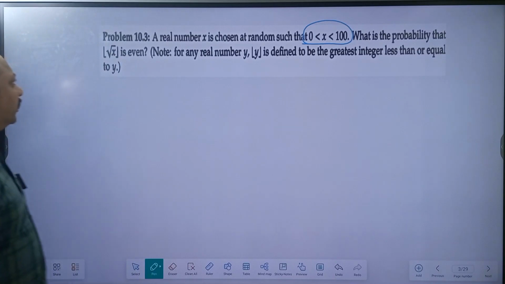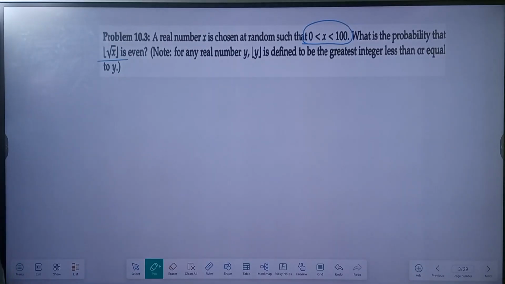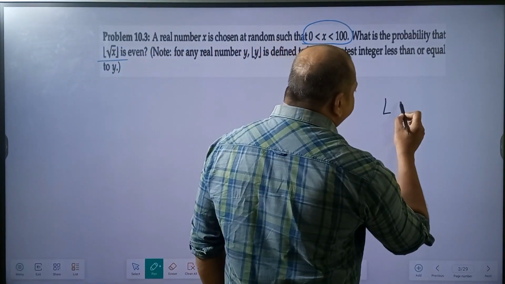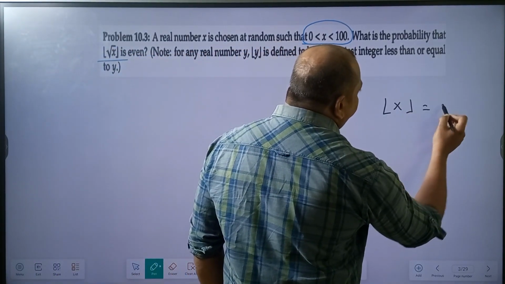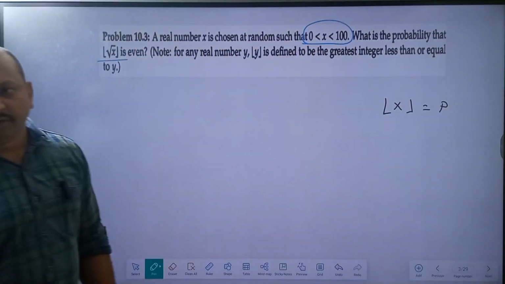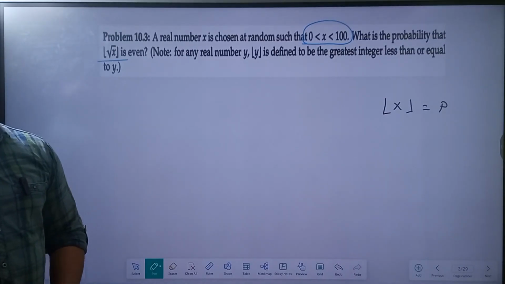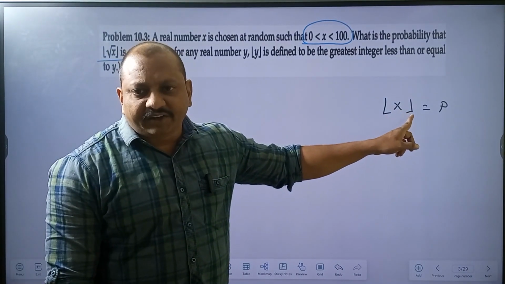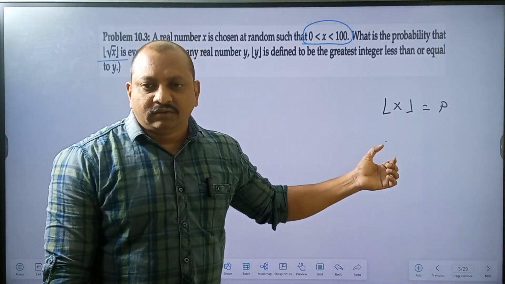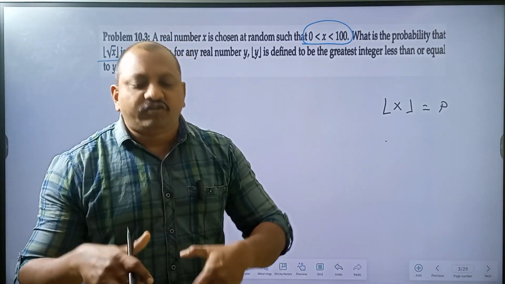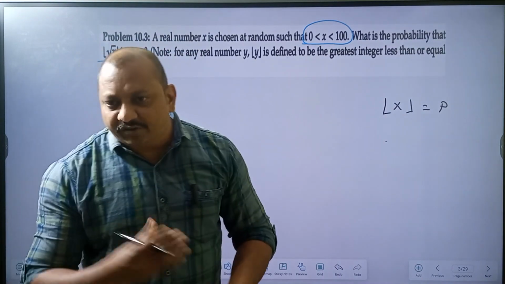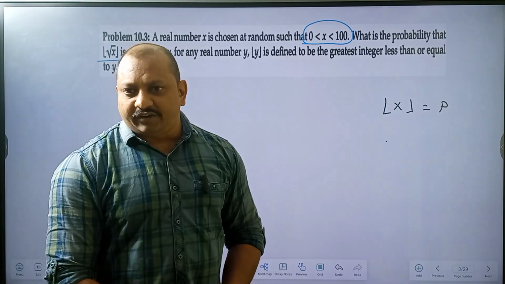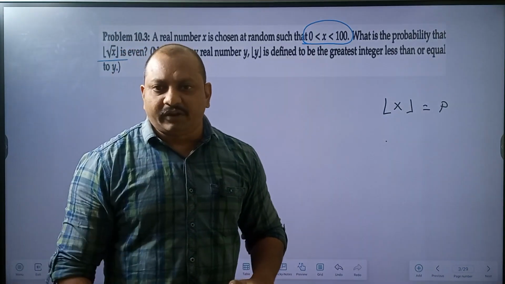What is the probability that the step of root x, the floor of root x? We have seen the floor function. Floor of x is equal to some p where p is the greatest integer less than x. Some x value is there, and above that real number there is an integer, and below it there is an integer.